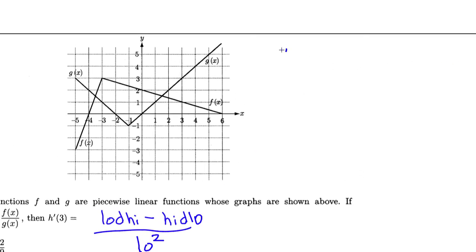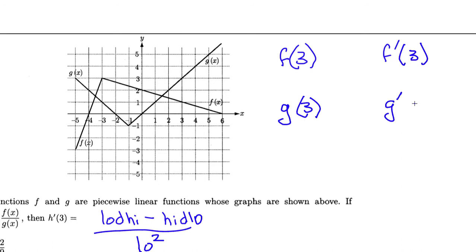I need to find what is f of 3. I also need to find what is f prime of 3. I need to find g of 3, and I need to find g prime of 3. Essentially, these left-hand side, and Gio can help us out here.